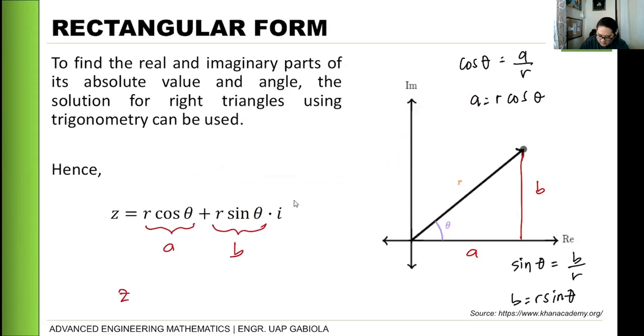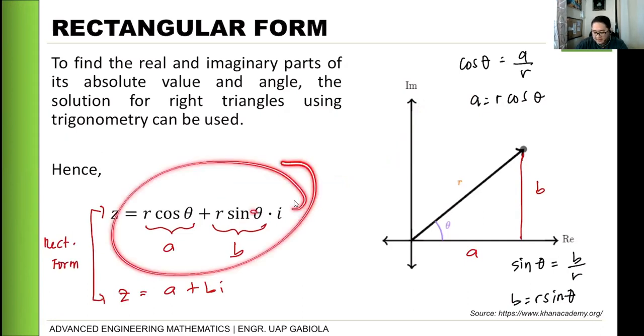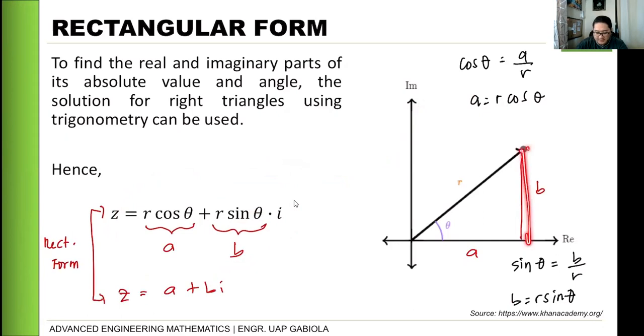So we will go back to our standard form a plus bi. But these two forms are considered or referred to as rectangular form. Parehas yan. But this is more the rectangular form because we have already considered it here in our complex plane.